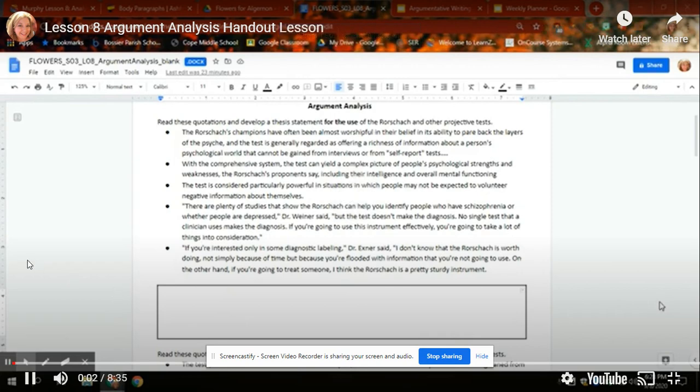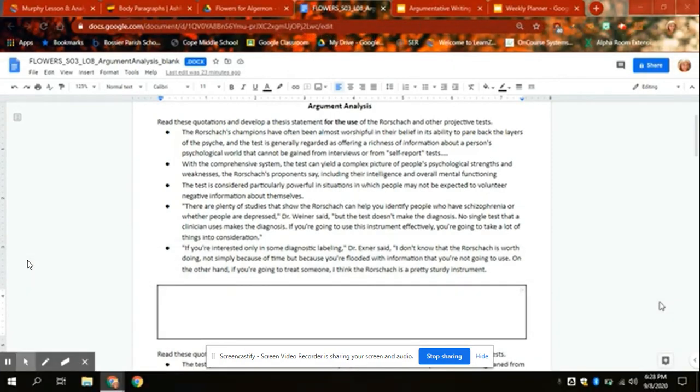So, what we are going to do now is we are going to look at some quotations from the article, "What's in an Ink Blot? Some Say Not Much." And we're going to try to come up with a thesis statement to go along with the evidence that we have. So, what we're looking for with these quotes is a thesis statement that supports the use of the Rorschach test. So we're thinking about a positive argument in favor of the Rorschach test.